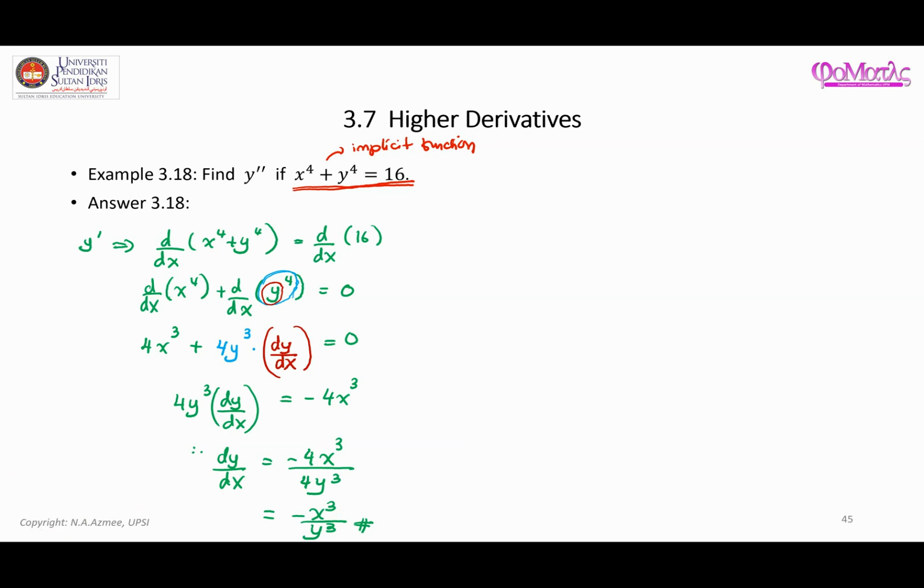So in order to find the second derivative, we are going to apply the same idea, which is we are going to differentiate both sides here with respect to x. So here we have d/dx of dy/dx, and this is equal to, differentiating that with respect to x, negative x cubed over y cubed.